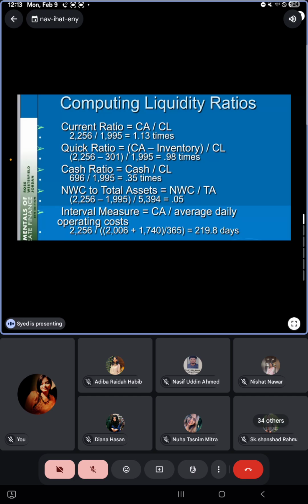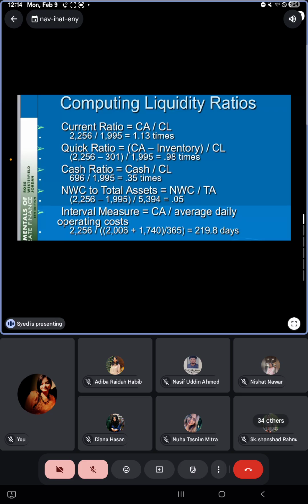The next one is called the cash ratio. The cash ratio measures the company's cash holding position for paying off the current liability. How much cash the company holds to pay off the current liability is measured with cash ratio. Cash is the most liquid asset. It is the readily available money. So if you divide cash by current liability, it will give you the cash ratio.